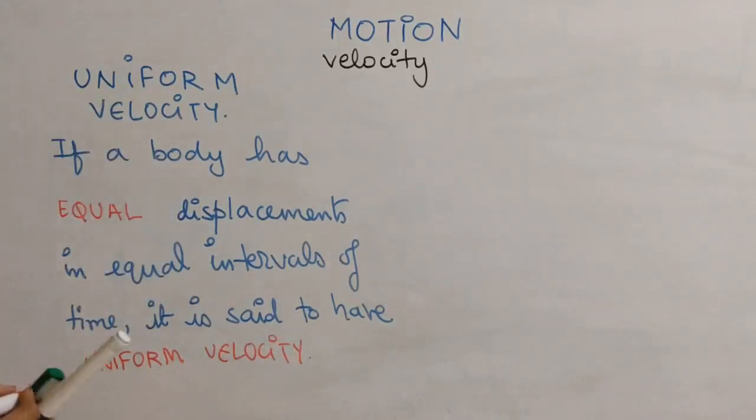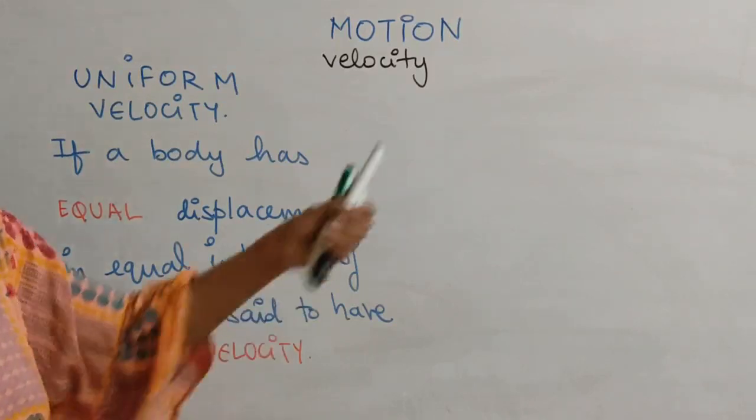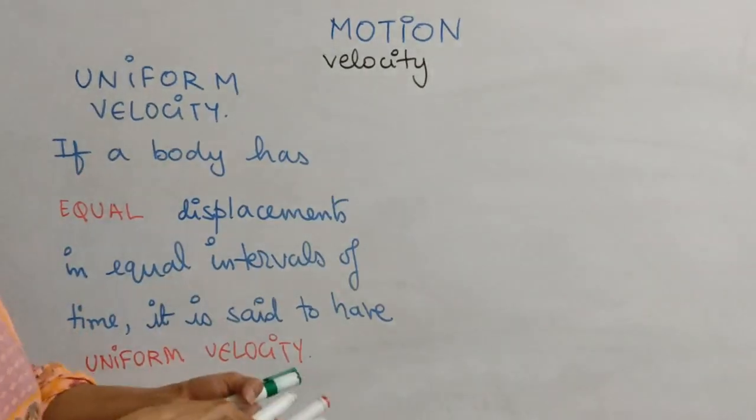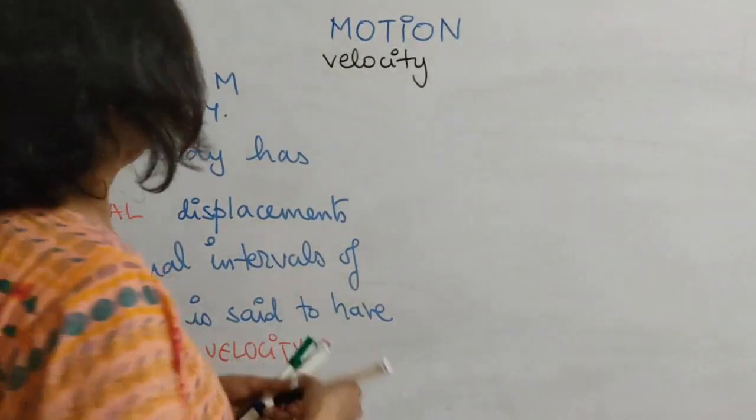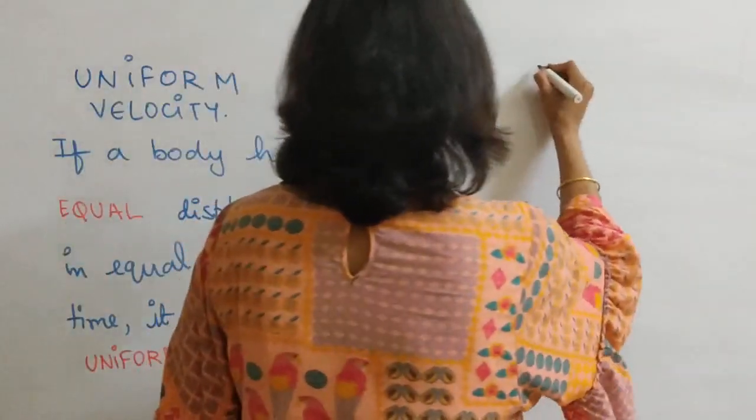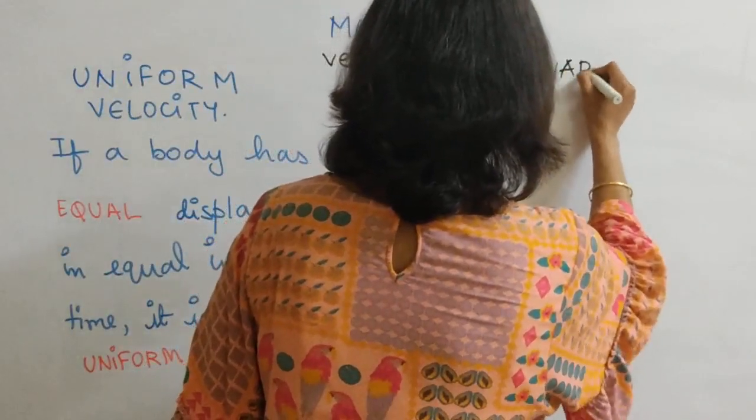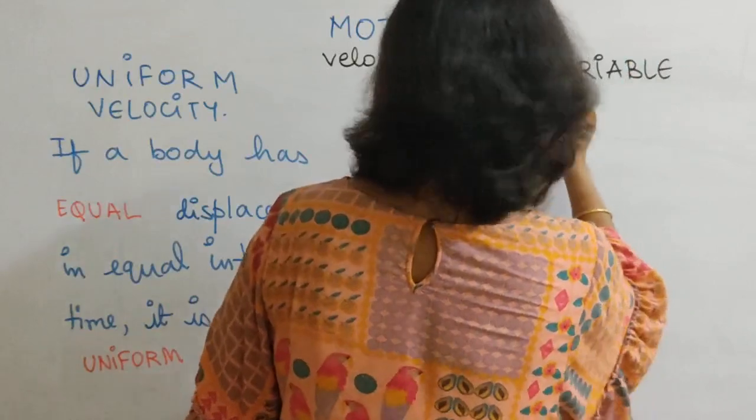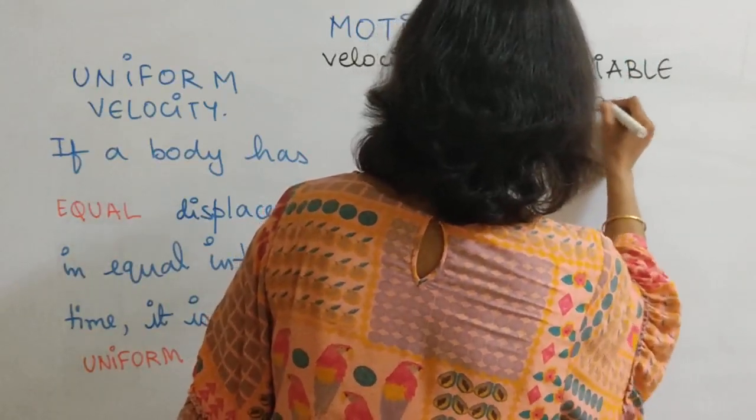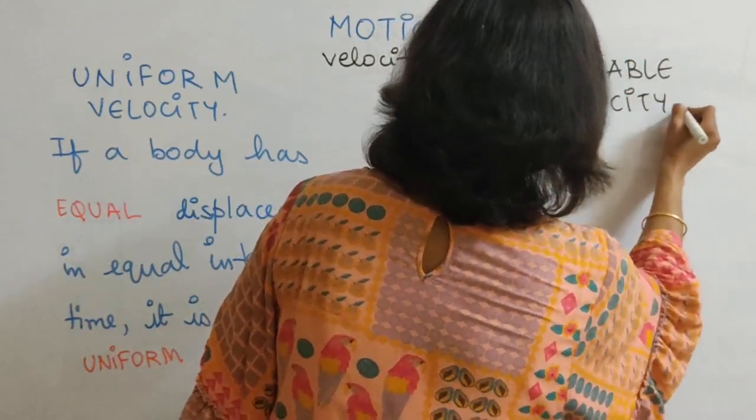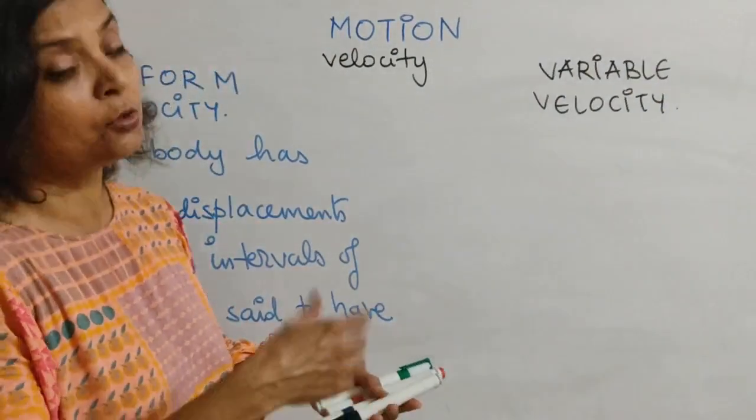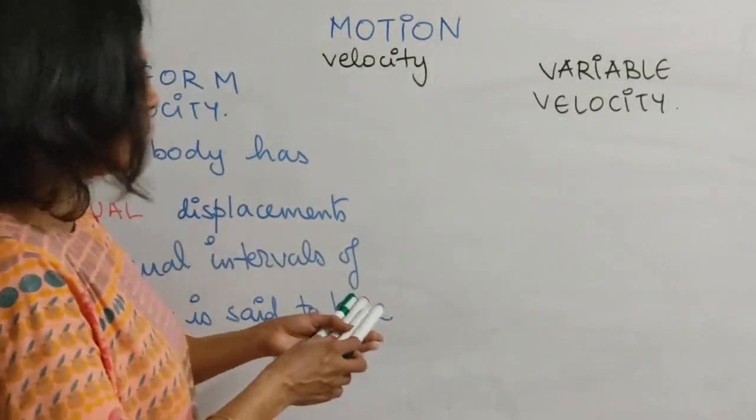In the same way, if you try to recollect the definition for variable speed, we can define variable velocity easily. Okay? So let us try it. Variable velocity. So as the name suggests, it's not going to be same, it is going to change.